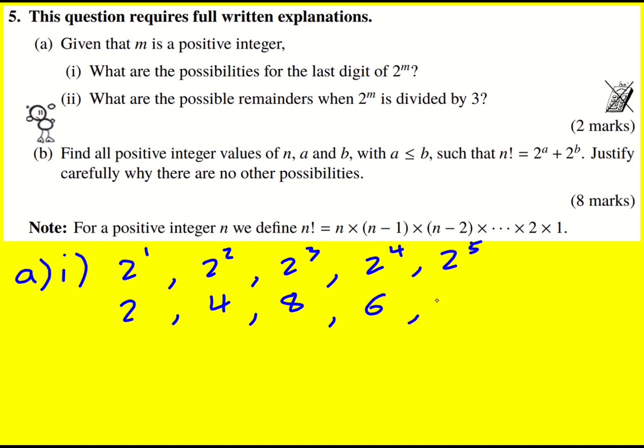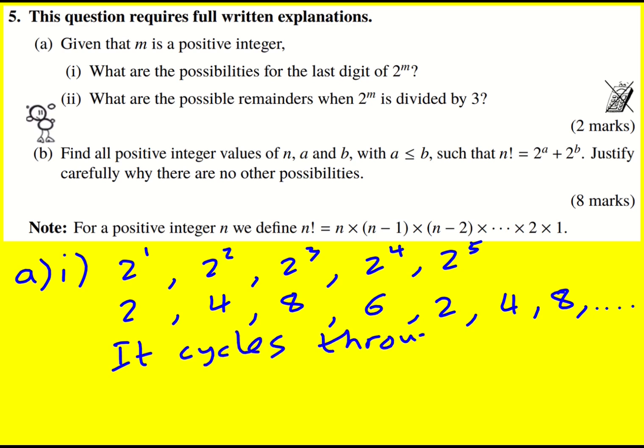2 to the 5 is 32, it ends in a 2. And it must be, because the only way we get the units digit is by timesing by 2, that it is then going to cycle. So we can stop at this point. So it cycles through 2, 4, 8, 6.